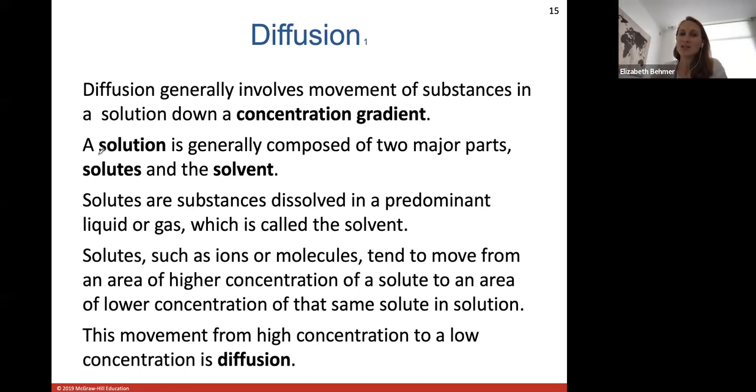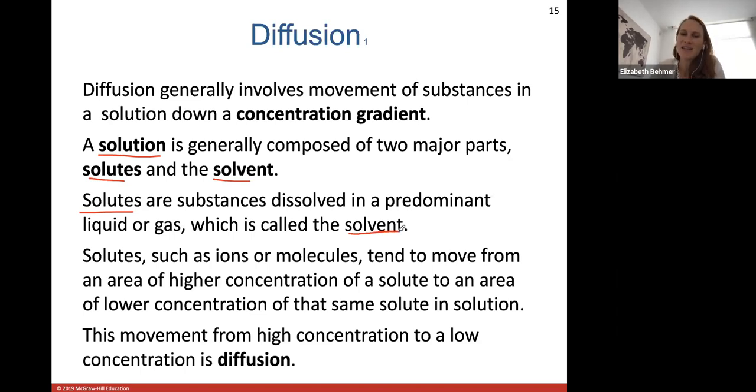We talk about a solution is generally composed of two parts, a solute and a solvent. And it's important to define these terms because we'll use them to describe diffusion and how this takes place. A solute is any substance that can be dissolved in a predominant liquid or gas. So for example, our solute might be the perfume particles that we sprayed in the air that are dissolving or spreading out in the gas. The liquid or gas then is called the solvent.